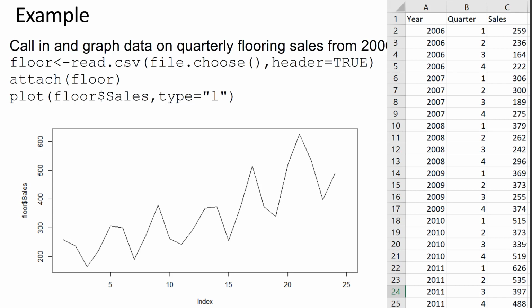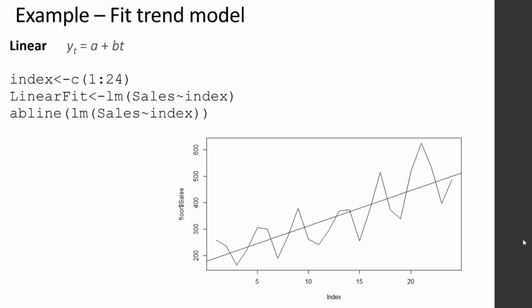All right, so let's have an example. Let's call in and graph data on quarterly flooring sales. As you can see from the picture of the data on the right, we've got quarterly sales from 2006 through 2011, so 24 observations. So I called in my data set, I attached it, and then I plotted the sales, but I put another argument in my plot call, type equals L. That means connect the dots with a line. And so we've got a nice line plot of our data. And we see that it looks like there's a trend there. So let's try to fit the linear trend first.